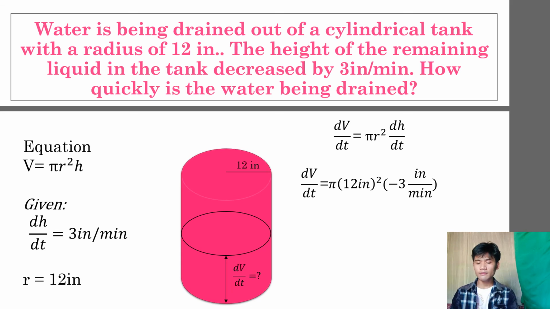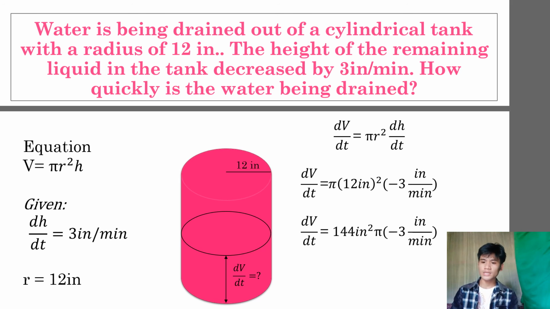So we have dV over dt, the derivative of V with respect to time, equal to pi. Plug in the value of the radius, which is 12 inches, squared, and plug in the value of dh over dt. The given is positive 3 inches per minute, but we plug in negative 3 inches per minute because of the word drained. Since it is being drained, we expect that the volume of the water inside the tank with respect to time should be decreasing.